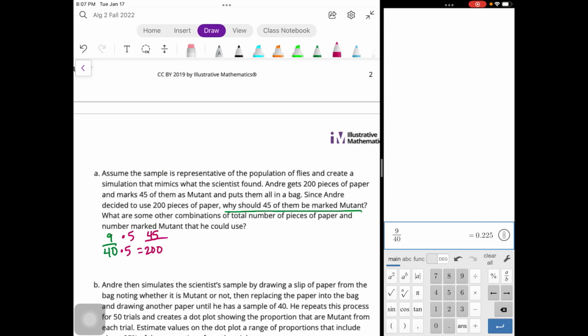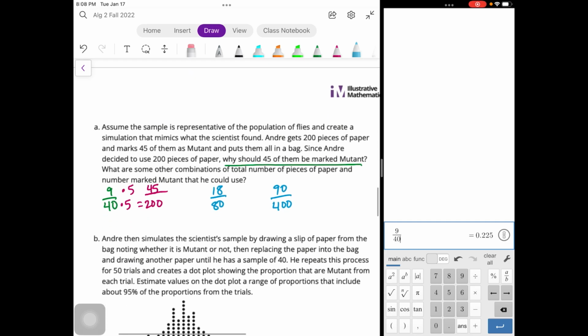So some other combinations of total numbers of pieces of paper and number marked mutant. You could do any multiple of 9 and 40. For example, if you multiplied 9 by 2, you could have 18 out of 80. You could multiply by 10 and you could do 90 out of 400, right? So there are lots of different combinations as long as it's still that proportion of 0.225 or 9 out of 40.